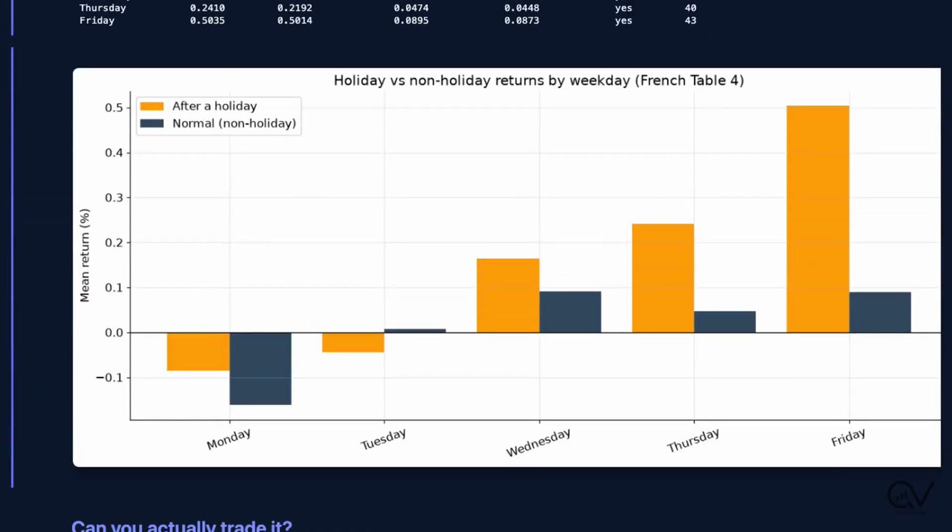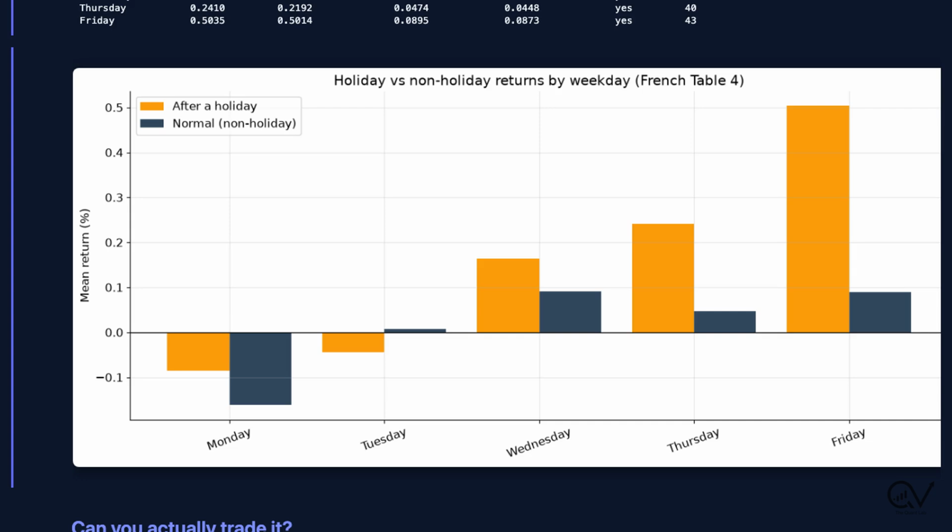This is the cleverest test in the paper, and the result is unambiguous. Monday, Wednesday, Thursday, and Friday all earn more after a holiday than they do normally. Tuesday is the sole exception. It earns less. That is precisely the pattern the weekend story predicts, and precisely the opposite of what a general closed market effect would produce.